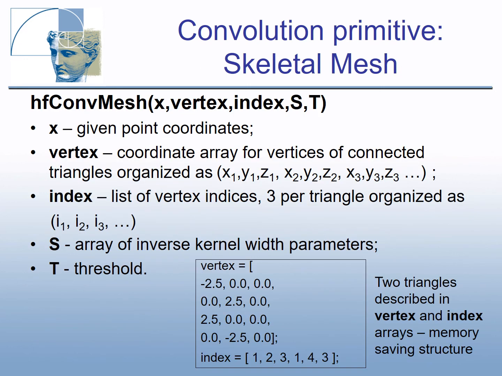Finally, let's consider such convolution primitive as skeletal mesh. Name of primitive in HyperFun is HFConvMesh, where X are given point coordinates. Vertex is coordinate array for vertices of connected triangles, organized as follows. Index is list of vertex indices, 3 per triangle, organized as follows. S is array of inverse kernel width parameters. T is threshold.